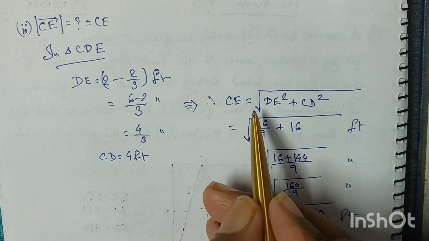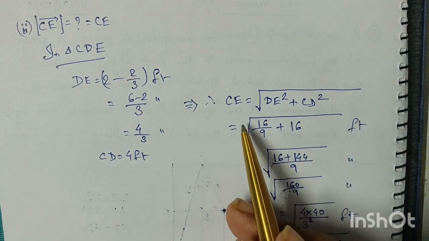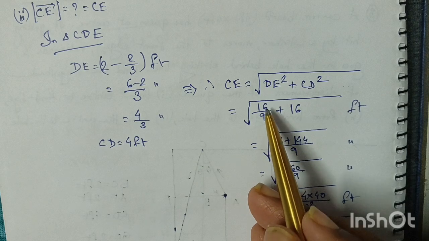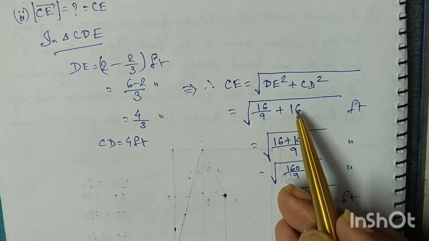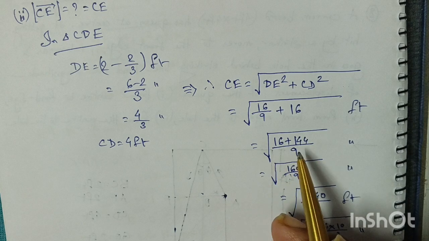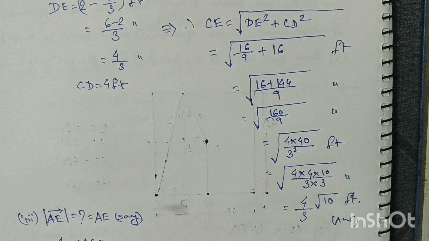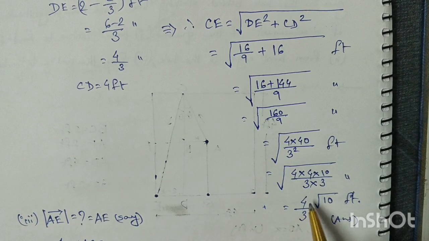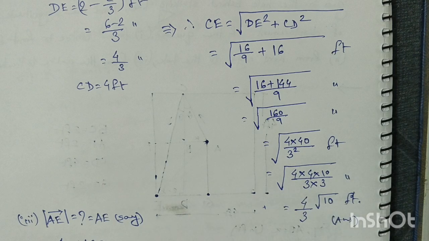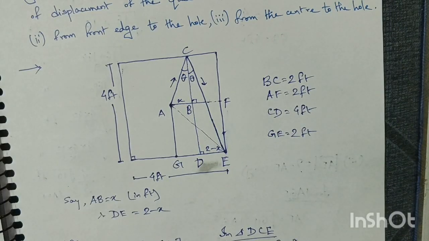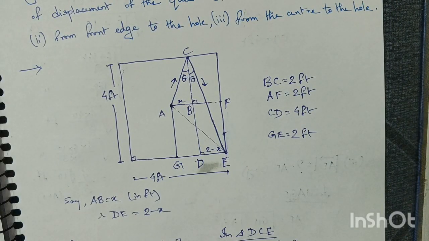So here CE is equal to root over DE square plus CD square is equal to root over 4 by 3 whole square, that is equal to 16 by 9 plus 4 square, which is 16 feet, is equal to root over 16 plus 144 by 9 feet, and calculating we get CE is equal to 4 by 3 into root over 10 feet. It is the answer. You can take a screenshot of this. You can also take a screenshot of this diagram for further reference.